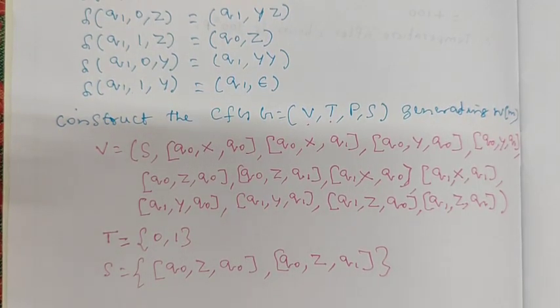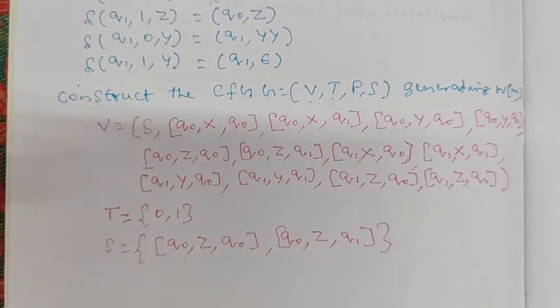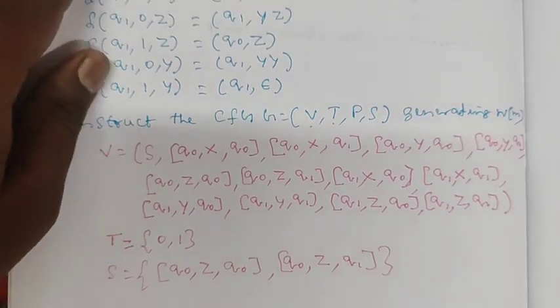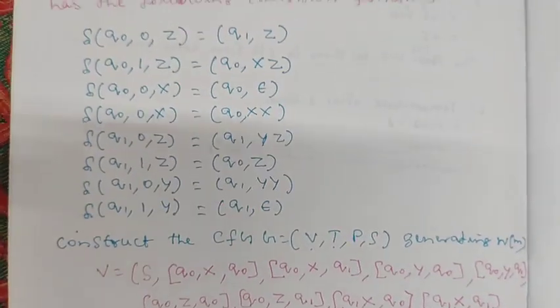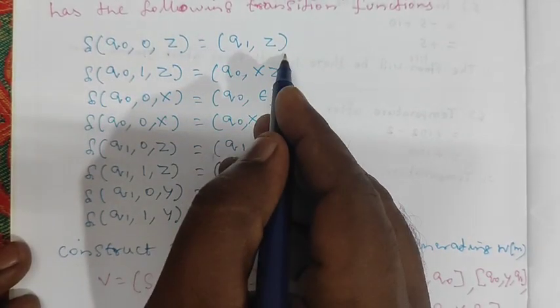So we have written V, T, P, and S. The most important thing is how to write the production. So the productions are the major form here. Now when we write the productions, you just take the first transition. What is the first transition? The first transition is spanning from Q0, 0, Z.